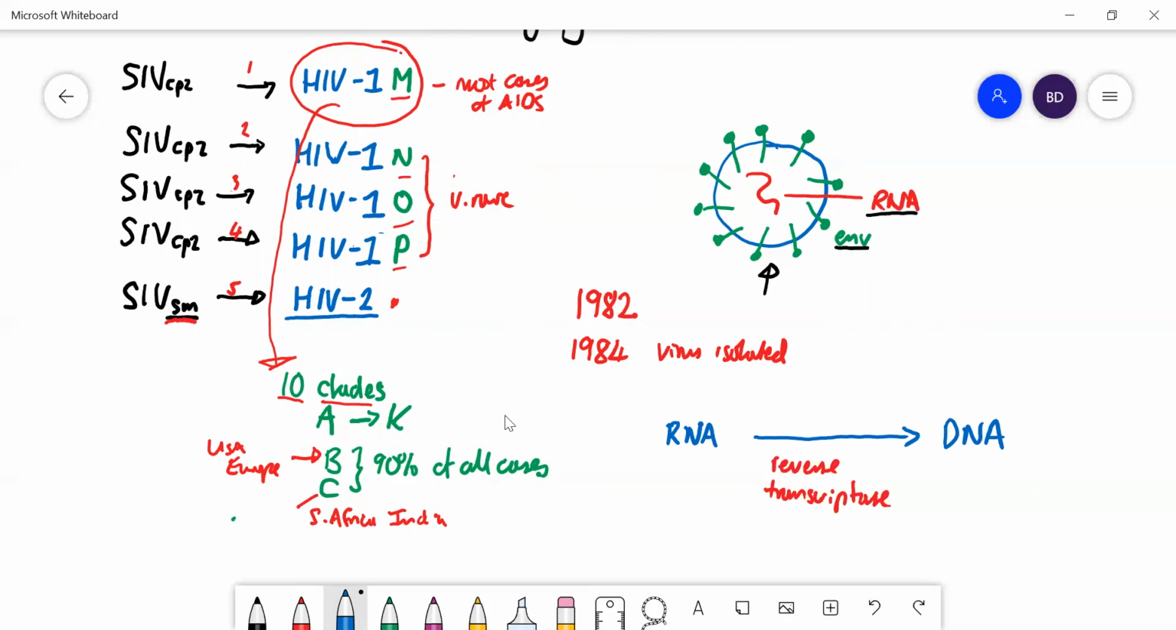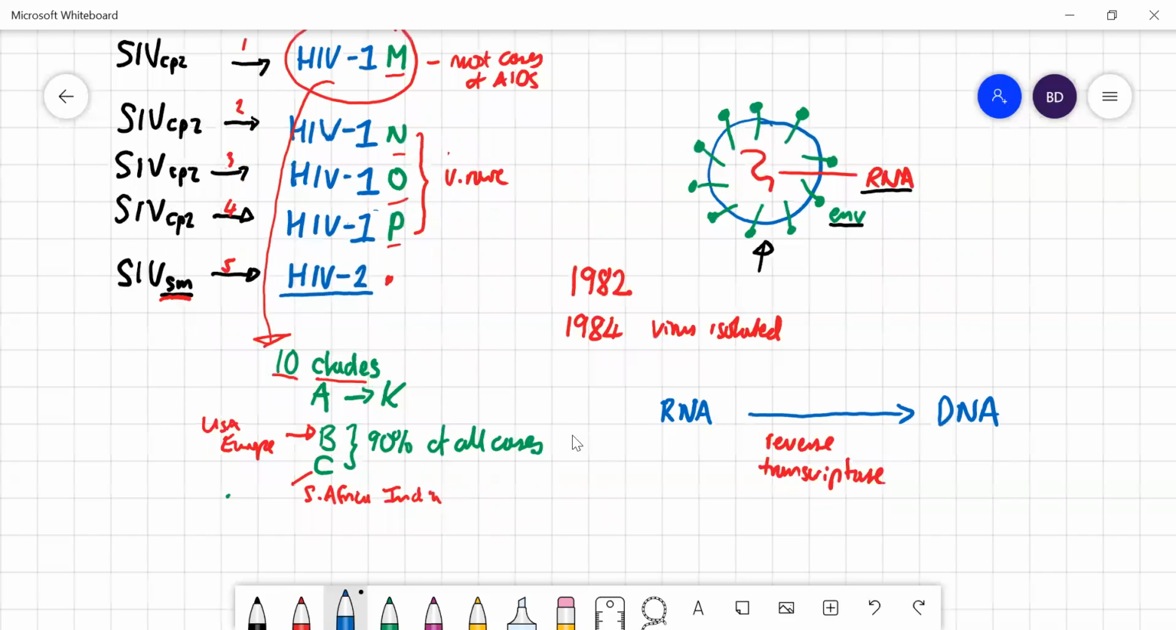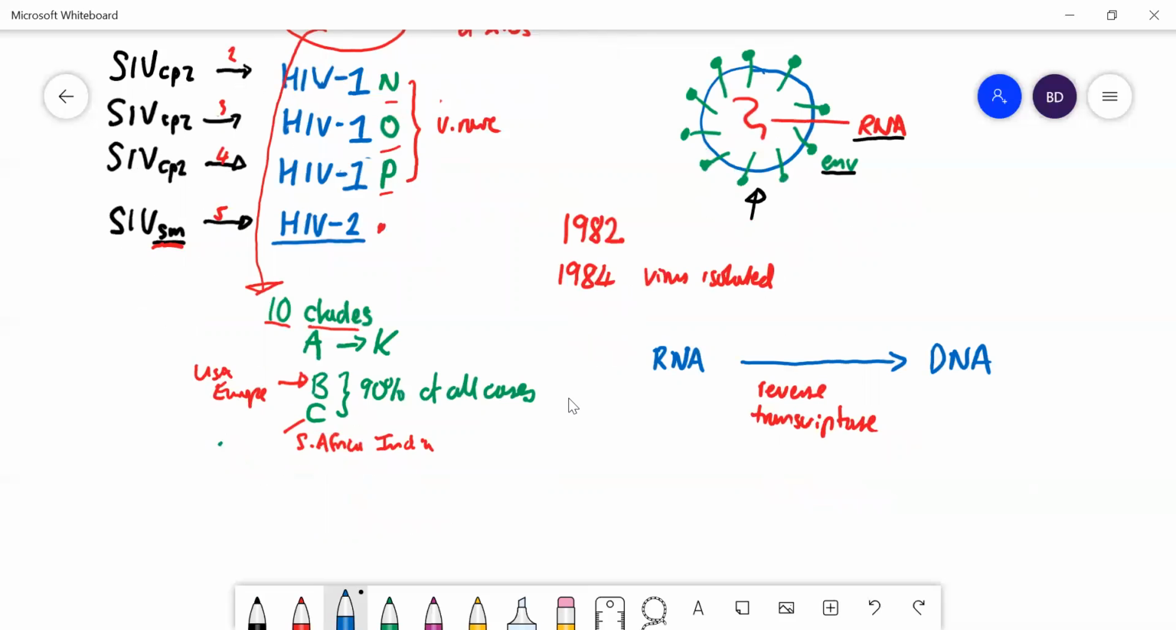And so, with the passage of time, more and more errors will accumulate. So, the more base changes you get from the original, that means the greater the length of time.